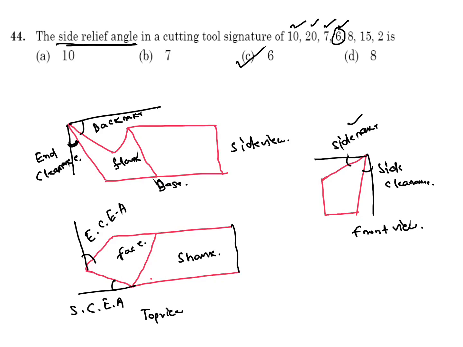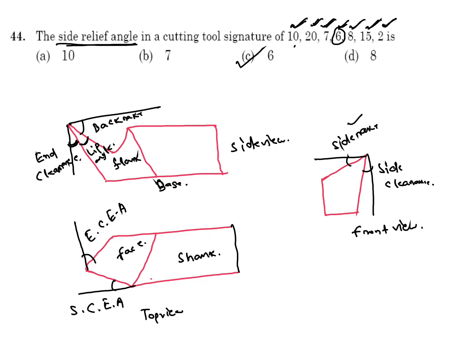Then you will get the end cutting edge angle, this is 8. And side cutting edge angle, this is 5. And 2 is the nose radius. One more angle is important, this is the lip angle. This is also important. So they may ask other angles also, so other angles you also have to remember.